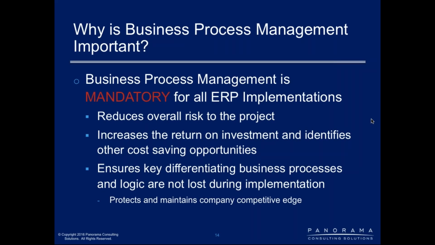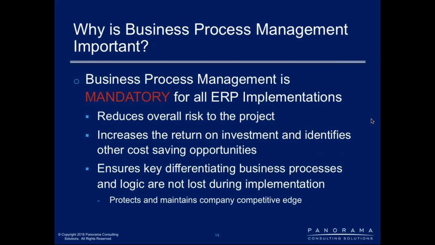We also ensure that key differentiating business processes and logic are not lost during implementation. So when you look at companies and their unique competitive advantages, I don't want to confuse competitive advantage with a refusal to change, because sometimes there's just a simple refusal to change. We don't want to change because our old green screen system has always done it this way, and we like having our part numbering schema work the way it has been just because we're comfortable with it. That may not be a competitive differentiator, the way you number your parts.